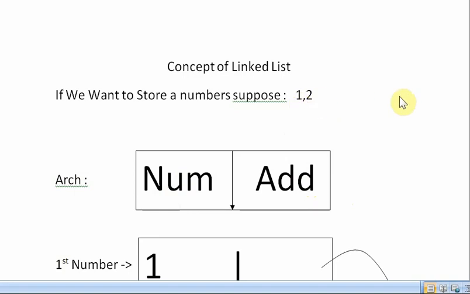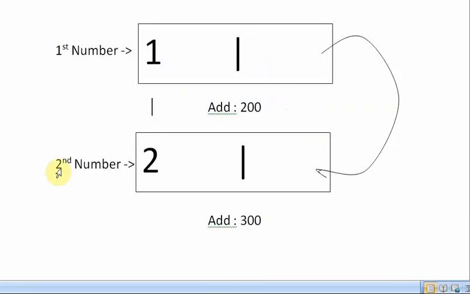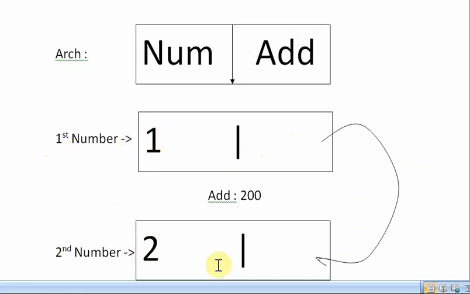If I want to store 1 and 2, look at what I have done. First, forget about the address. Suppose we have stored the first number 1 at this location, and in memory it is stored at address 200. So we have assigned the number to this node, and for now forget about the address. Now if we also want to store 2, suppose 2 is stored at location 300 in memory. We assign this number in this block and forget about the address. Now suppose we want to connect 1 with 2.